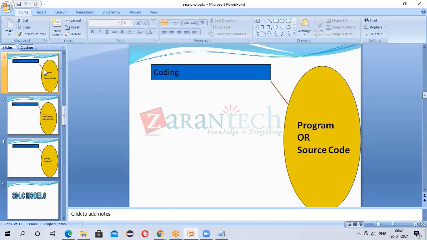Then your application, the billing software in the supermarket, will be developed by the developer using any language. That is called coding.